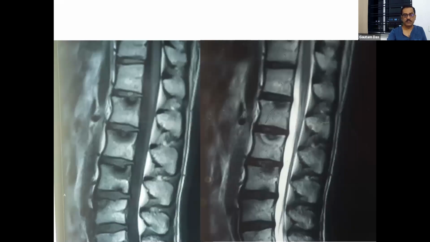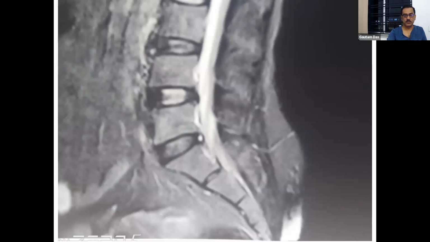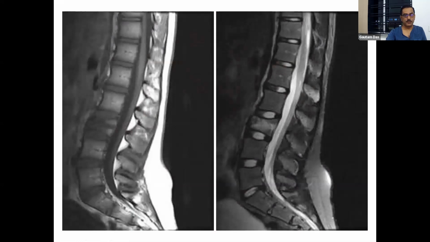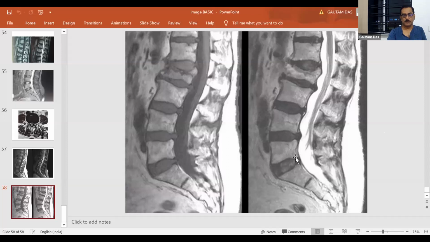So these are a few other changes, small notes. This is your annular tear. I'm just quickly going through that. But today I'm not going further. So now let me.